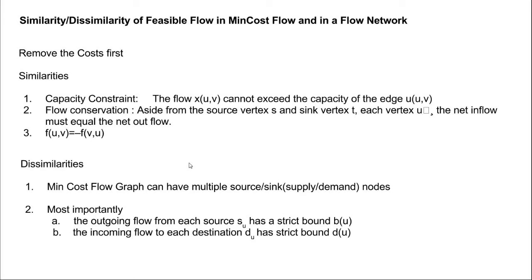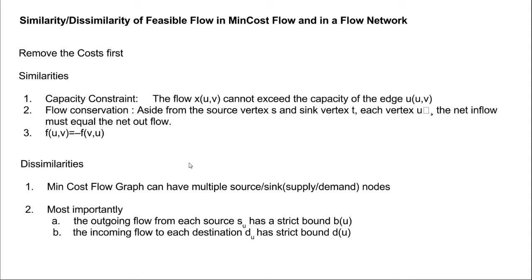And second, most importantly, the outgoing flow from each source SU has a strict bound, while in the flow network the source could produce as much flow as possible. But here, it has a strict bound. It cannot be less than that, and it cannot be more than the BU value. Similarly, incoming flow to each destination DU has a strict bound DU. These are the similarities and dissimilarities.